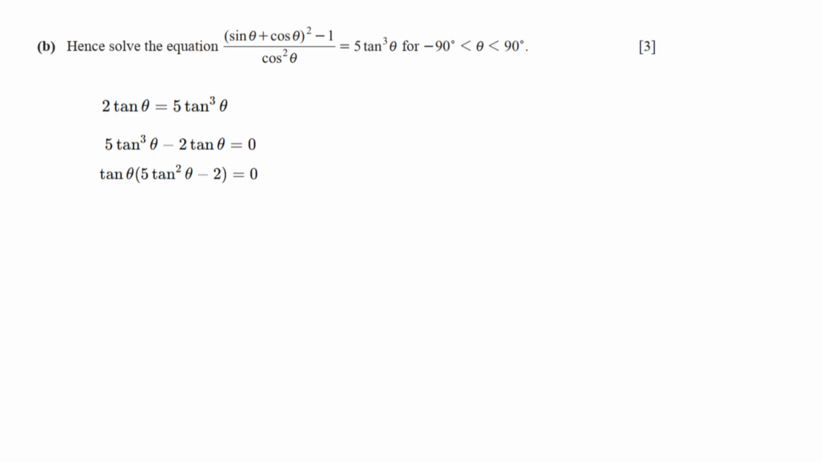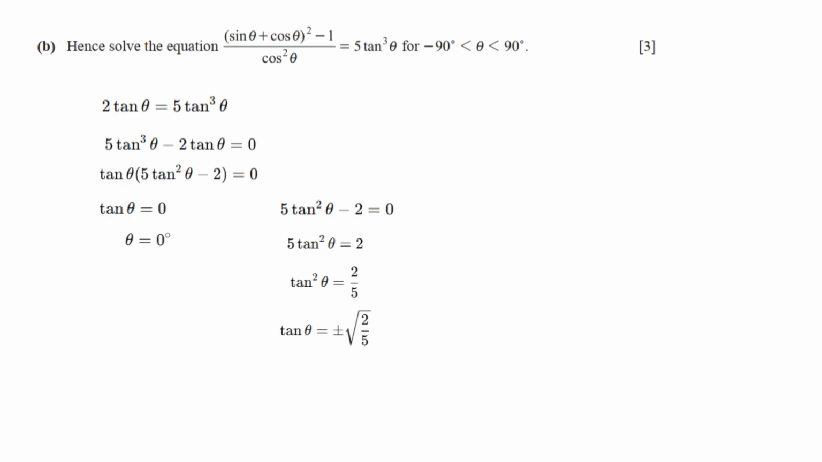Now solve each factor. Tan theta is equal to 0, which gives theta as 0. The next factor is 5 tan square theta minus 2 is 0. So add 2 on both sides. So we get 5 tan square theta is equal to 2. Now divide both sides by 5. We get tan square theta is equal to 2 over 5. So tan theta is plus or minus square root of 2 over 5.